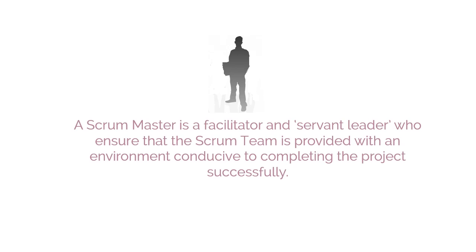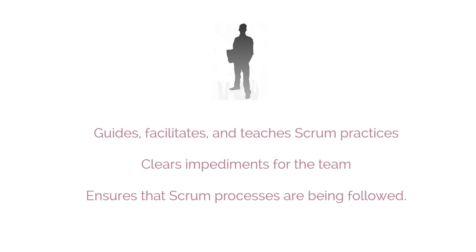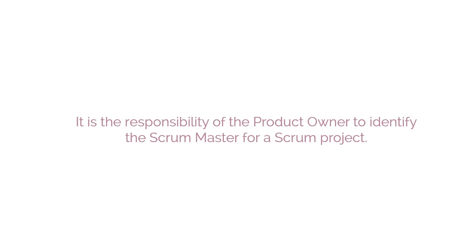Well, inputs play a major role in the processing of any data. What are the sources of input for Retrospect Sprint? Let's start with the Scrum Master. A Scrum Master is a facilitator and servant leader who ensures that the Scrum team is provided with an environment conducive to completing the project successfully. The Scrum Master guides, facilitates, and teaches Scrum practices to everyone involved in the project, clears impediments for the team, and ensures that the Scrum processes are being followed. It is the responsibility of the product owner to identify the Scrum Master for a Scrum project.